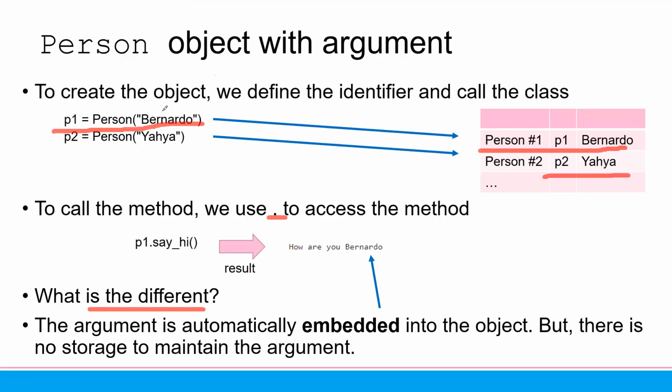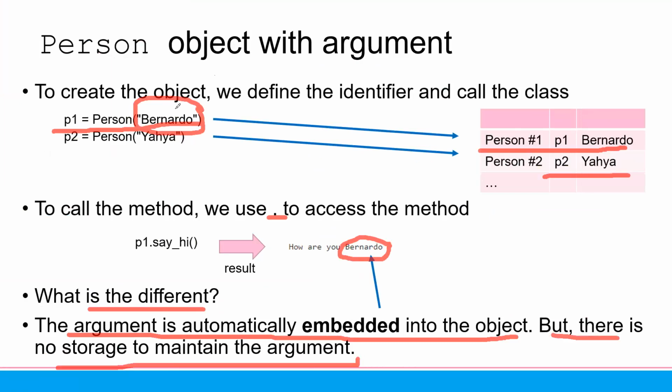If we don't have the name, we don't have the constructor. In this case, we have a constructor, so we can define the variable in the beginning when you create the class. So the argument is automatically embedded into the object. So the name is embedded into the object. But there is no storage to maintain the argument. So there is no storage to maintain this one. That's why we call it the object.